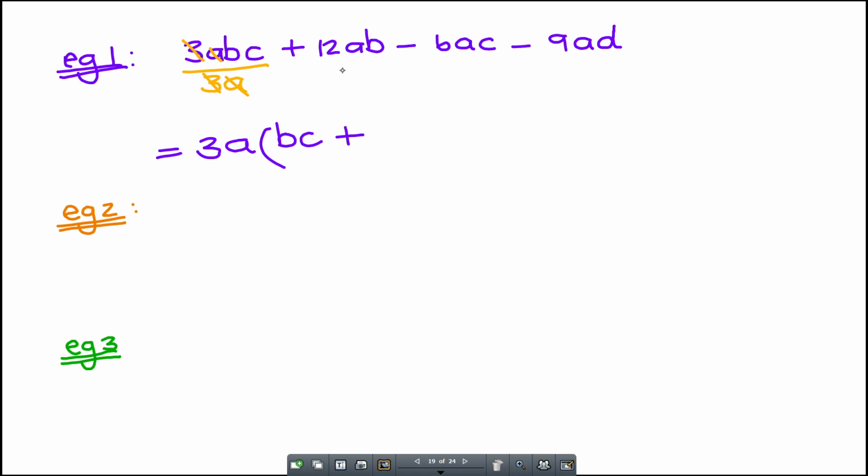Plus, if I put this over my common factor, can you see the A's will cancel out? 3 will go in once, 3 will go in 4 times. So what's left there? 4B.